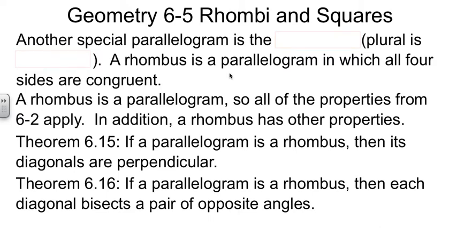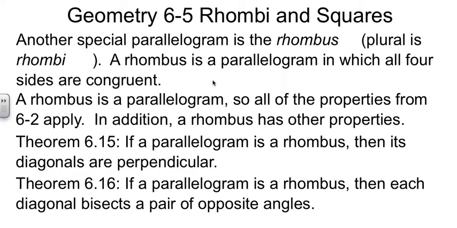This is Geometry, Chapter 6, Section 5, in which we will be studying rhombi and squares. We've already talked about one special parallelogram, the rectangle. Another one is called the rhombus, and the plural for that is rhombi. All we're talking about with a rhombus is a parallelogram in which all four sides are congruent.